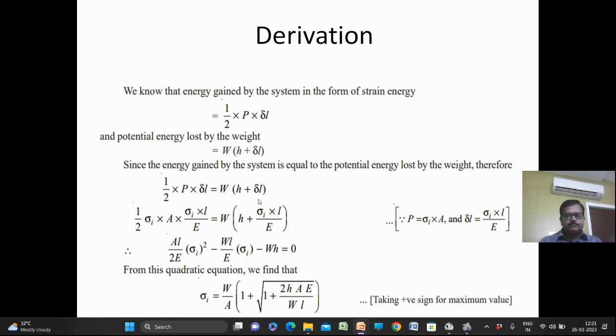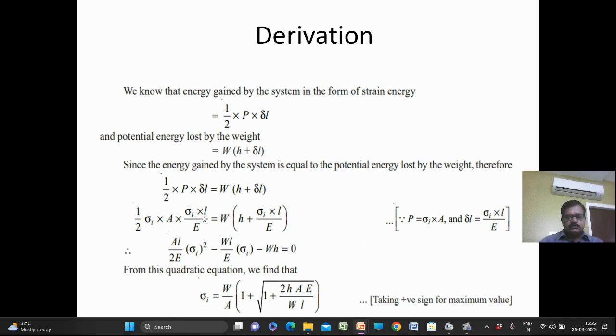Equating these two, half P into delta L is equal to W into H plus delta L. We apply that the equivalent load is equal to the instantaneous or impact stress into the corresponding area. For P we substitute sigma I into A, and for delta L, the change in length, we use stress by strain. Sigma I is the stress and strain is the change in length to the original length, and stress by strain is equal to Young's modulus. By rewriting this, delta L is equal to stress into L by E.